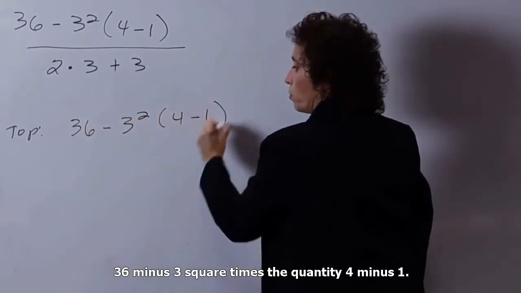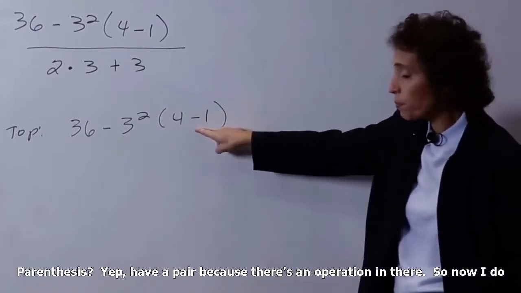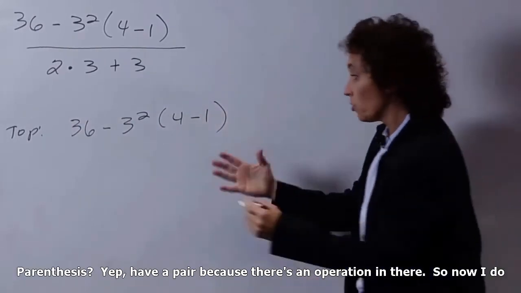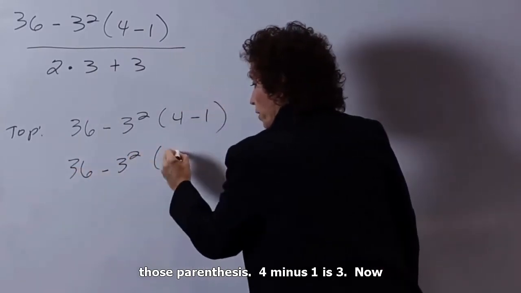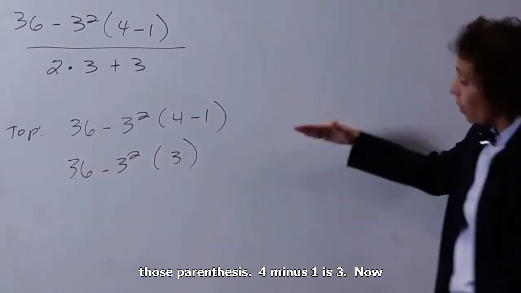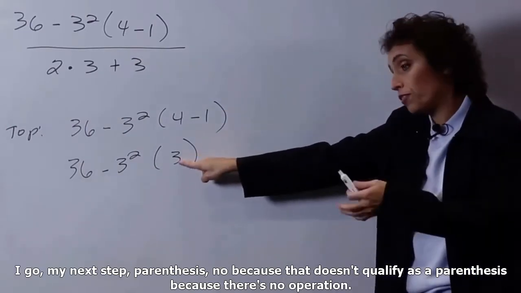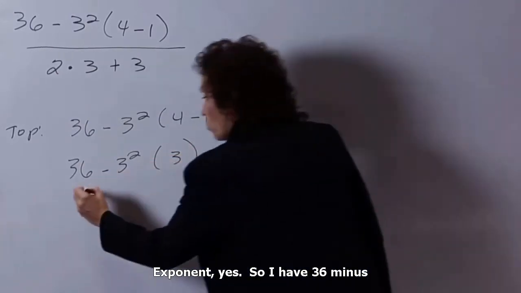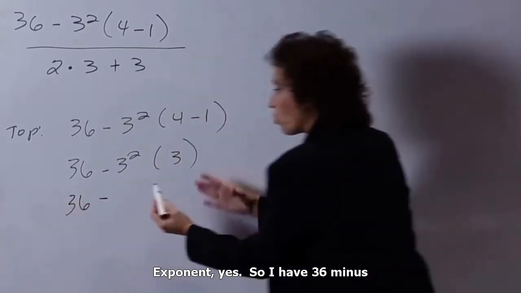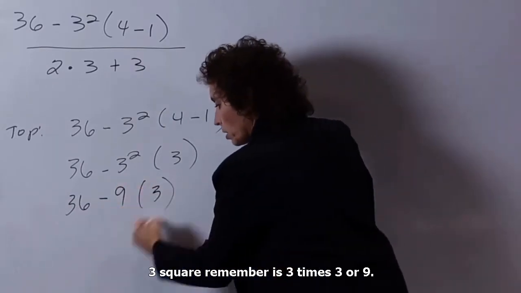36 minus 3 squared times the quantity 4 minus 1. Order of operations says parentheses. Yep, have a pair because there's an operation in there. So now I do those parentheses. 4 minus 1 is 3. Now my next step, parentheses, no, because that doesn't qualify as a parentheses because there's no operation. Exponents, yes. So I have 36 minus 3 squared, remember, is 3 times 3 or 9.